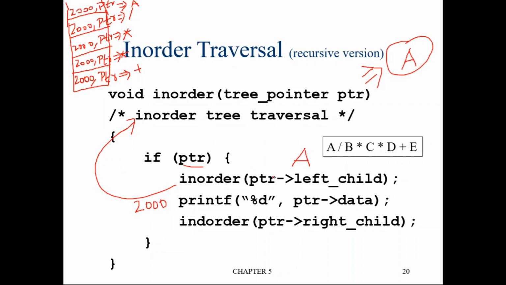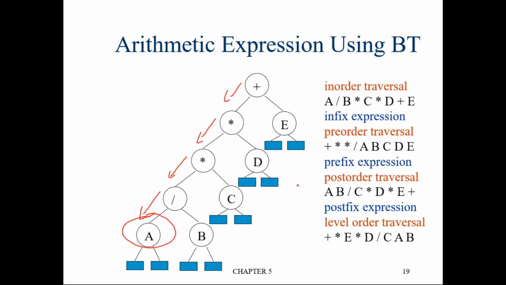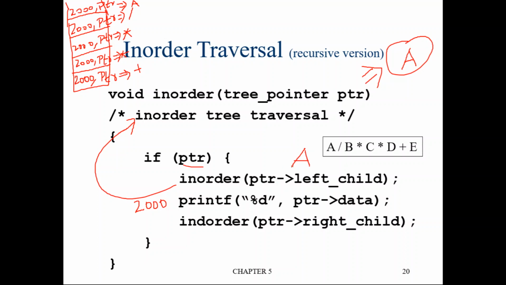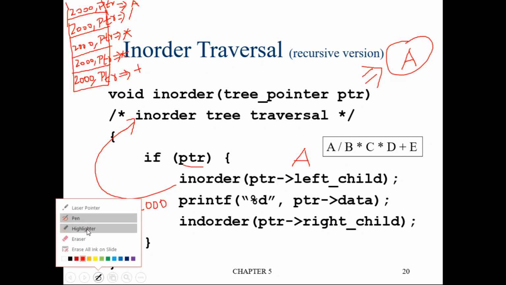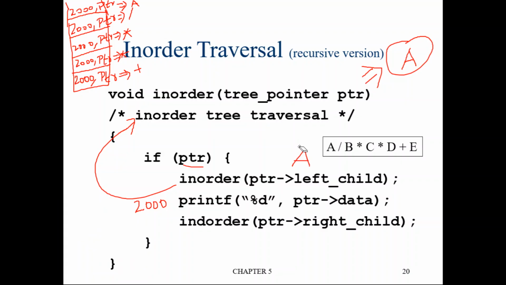Okay, so again you call ptr arrow left child. What is A's left child? Currently ptr is pointing to A. A's left child is null, so there is no left for A. Now you are calling inorder with null.